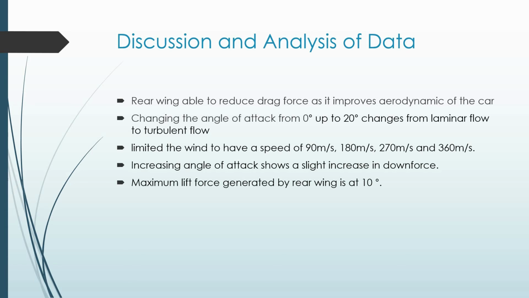So by factoring all these parameters, we are able to show that by increasing the angle of attack from 0 degrees to the next one of 10 degrees, results show a slight increase in the downforce, and by increasing the angle of attack from 10 degrees to 15 degrees, we are also able to see a measurable difference in the downforce and drag experienced by the rear wing. So after conducting the simulation, we're able to conclude that the maximum lift force that can be generated by the rear wing is at 10 degrees.